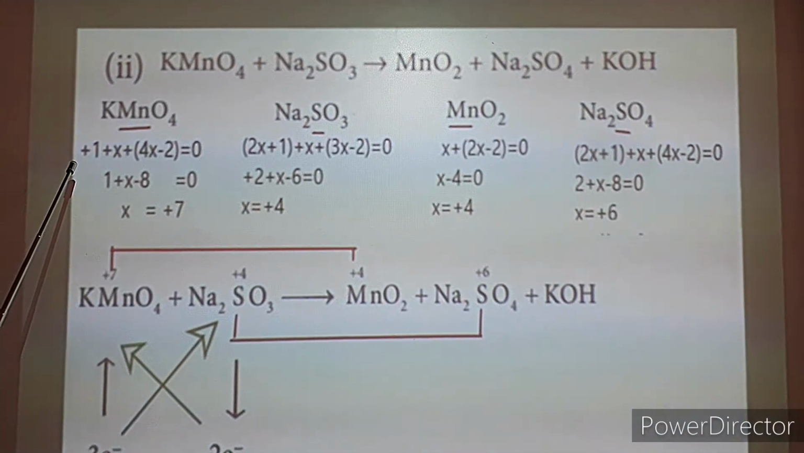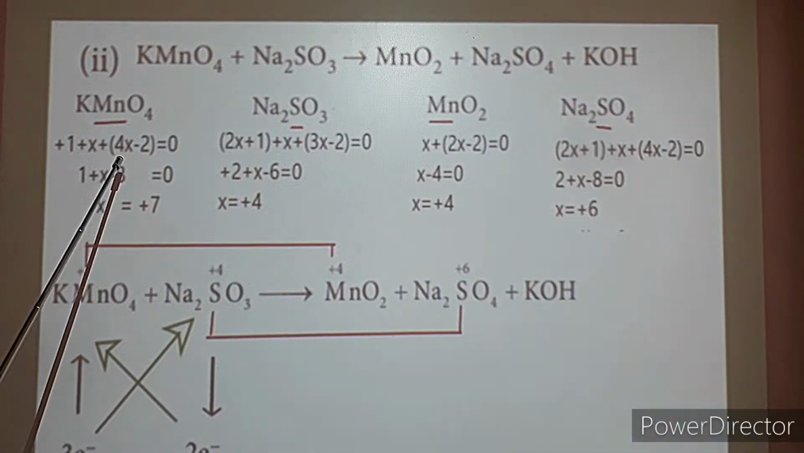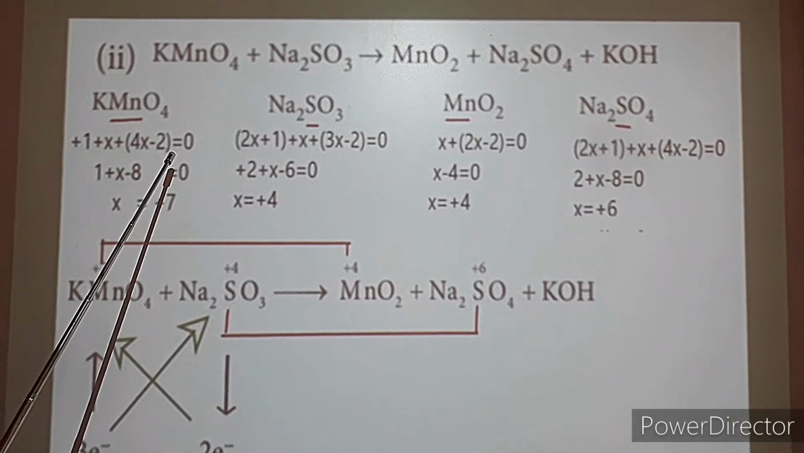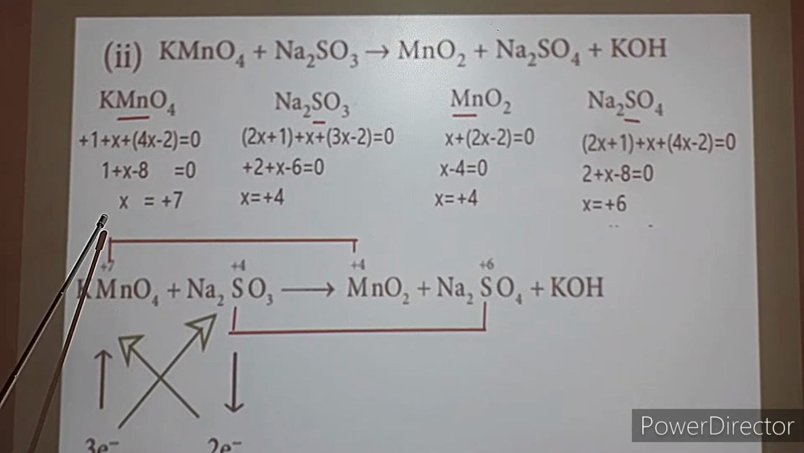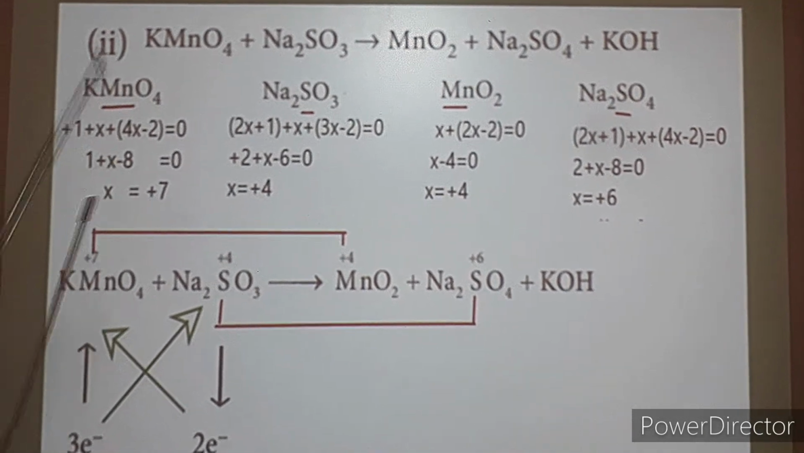Potassium we know very well, plus 1. For manganese put X, and 4 into minus 2 for oxygen. Minus 2 we know very well. It is a molecule, so put equal to 0, because the oxidation number for a molecule is 0. Now we get the X value plus 7. This X for manganese oxidation number is plus 7.